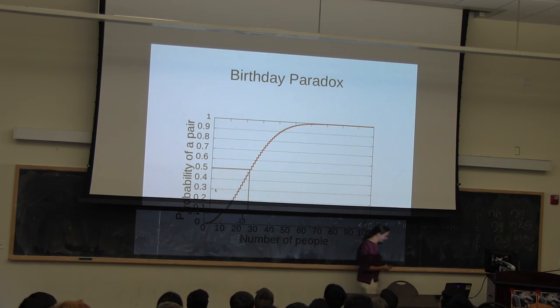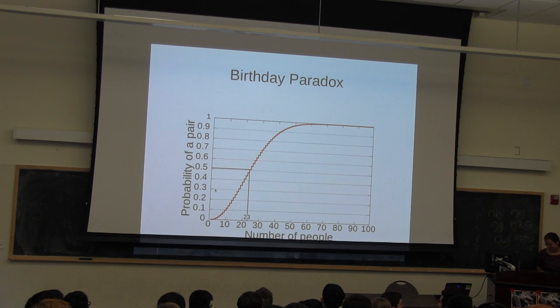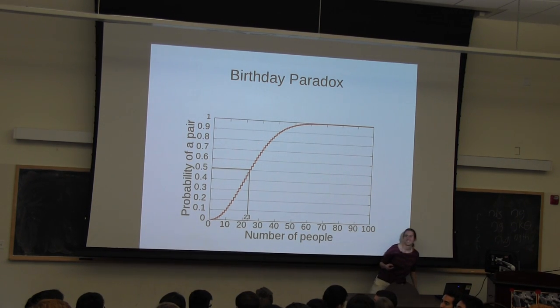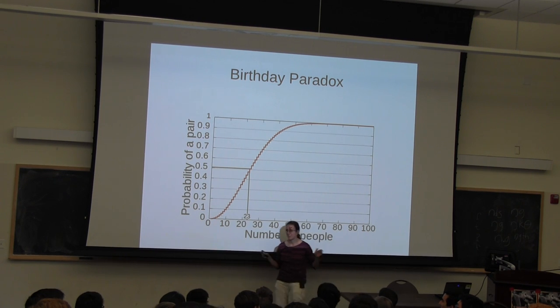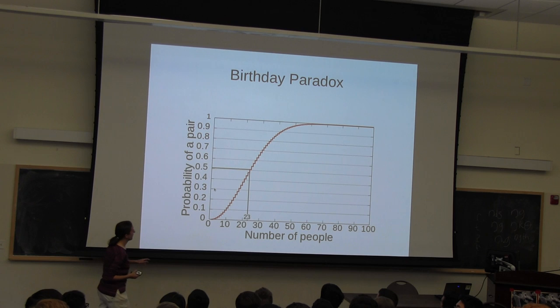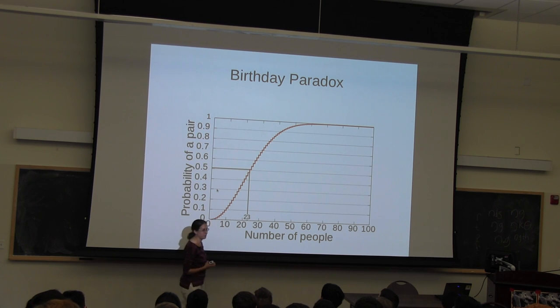So how many people are in the room right now, do we think? How many? I think between 70 and 80. I counted just before. So we're definitely over 70. We're way up here. So it's highly likely that in this room right now, there's at least one pair that shares a birthday.